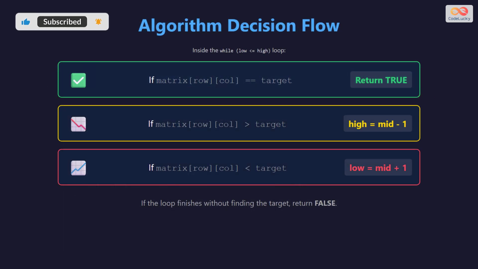Inside our loop, we map the middle index back to a row and column to retrieve the value from the matrix. If this value matches our target, we return true. If the value is greater than the target, we know the target must be in the left half, so we move our high pointer. If the value is less than the target, we search the right half by moving our low pointer.